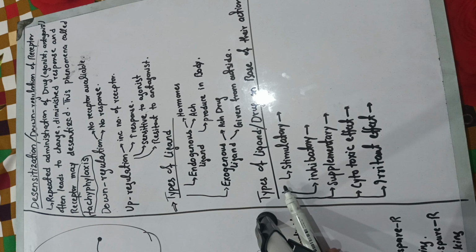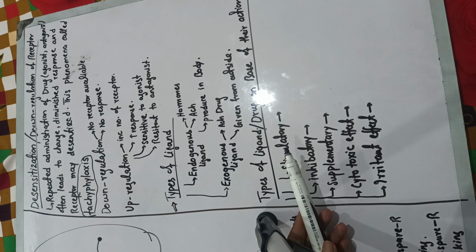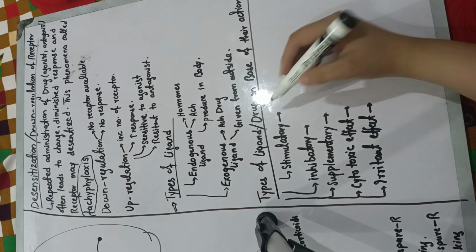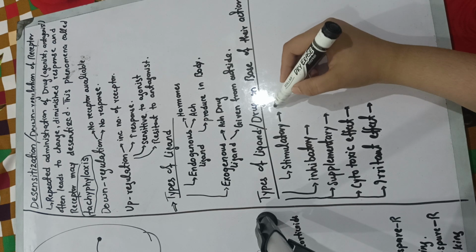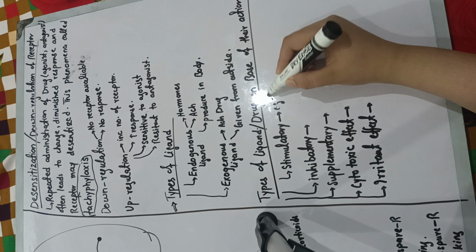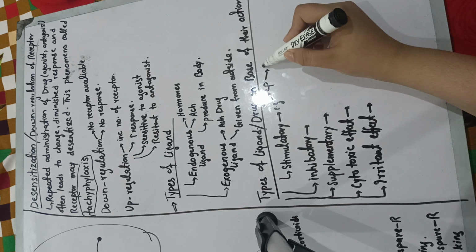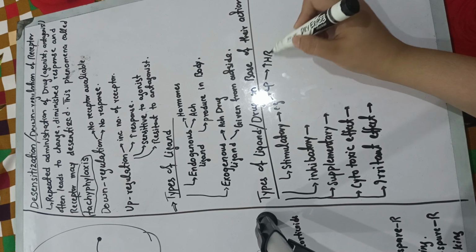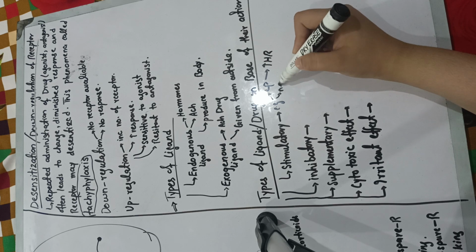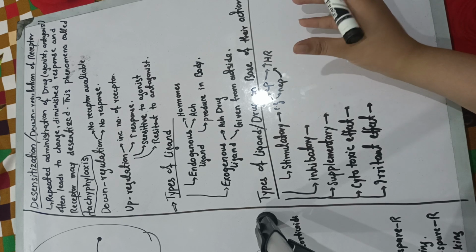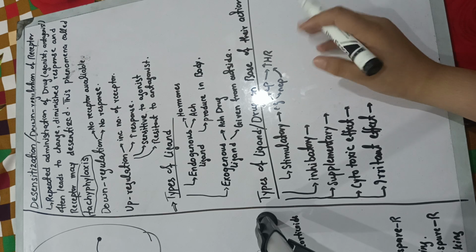Now let's discuss the types of ligands on the basis of their action, that is, what kind of action they have. Some drugs have stimulatory action; they are going to stimulate something. Let's give examples. When epinephrine is given to a patient, it will increase the heart rate. Similarly, when norepinephrine is given, it also increases the heart rate. So they stimulate something, they increase something.